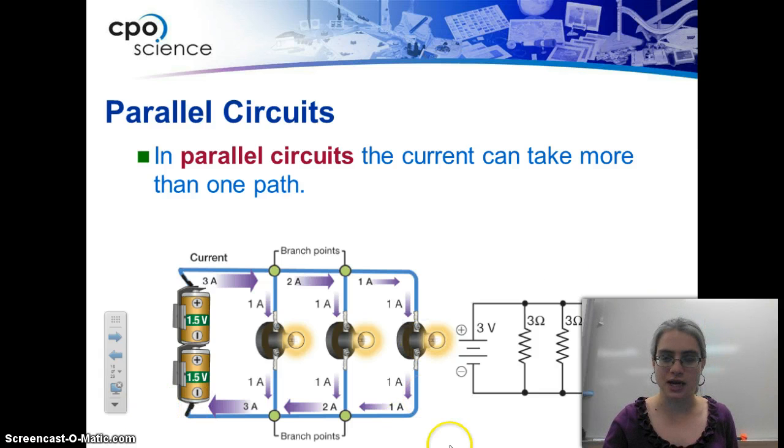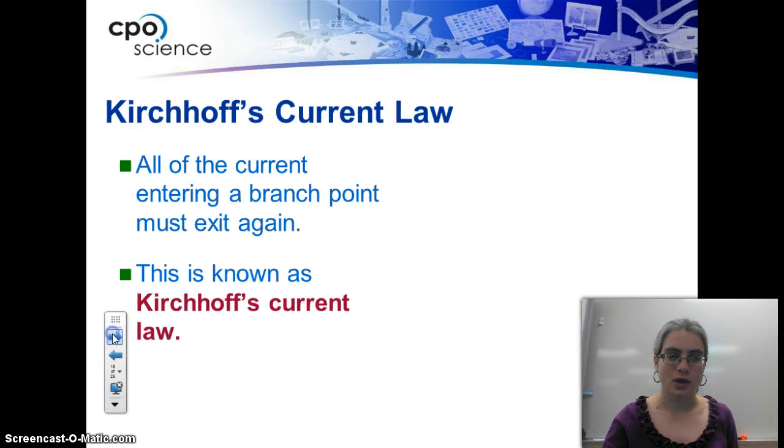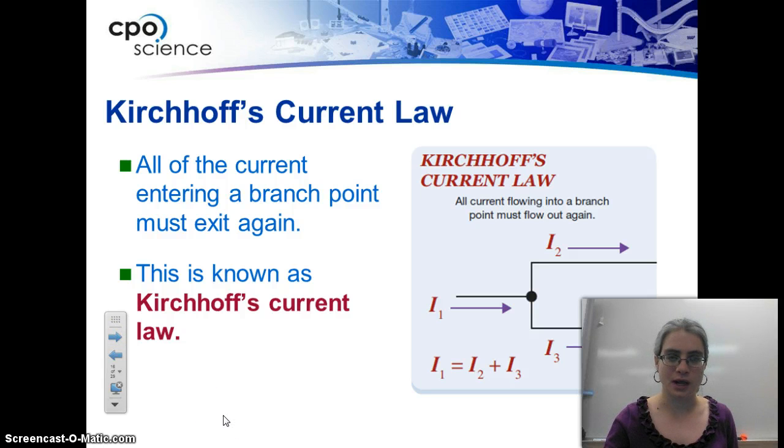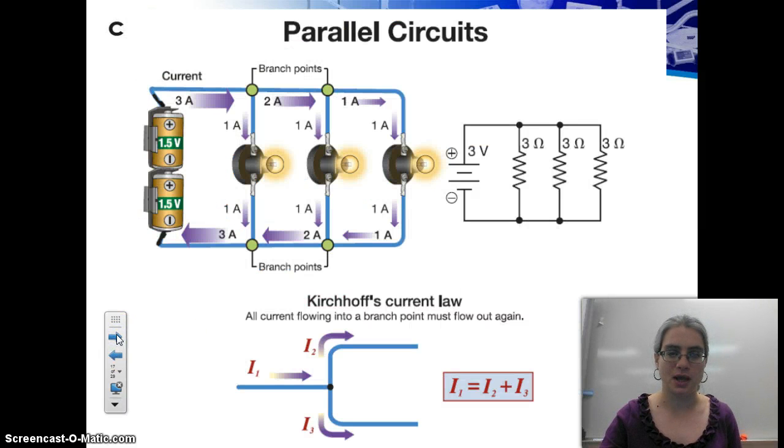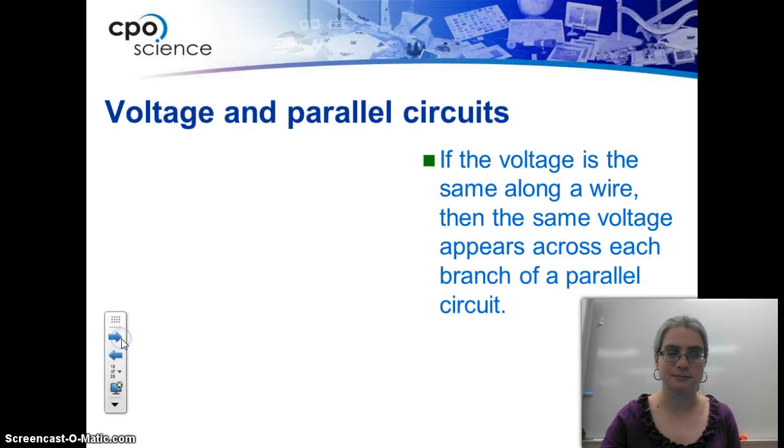And then the circuit diagram is showing this happening here, where you've got the resistors and you've got the branch points going on. So Kirchhoff's current law. We've talked about Kirchhoff's voltage law with series. Kirchhoff's current law is what's happening now. So all of the current entering a branch point must exit again. So basically they split off and then they have to rejoin. So the split off currents are going to add up to what the original current was. And again, another diagram that talks about what's happening there with the current splits.